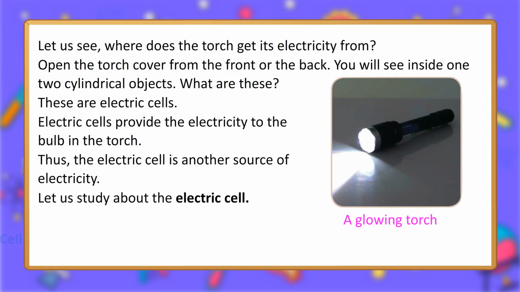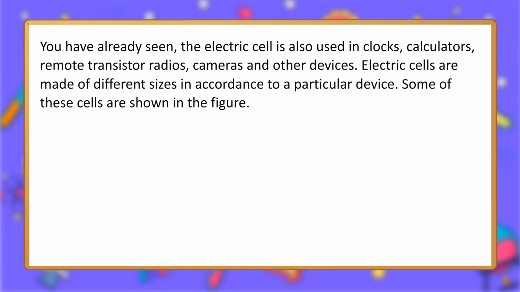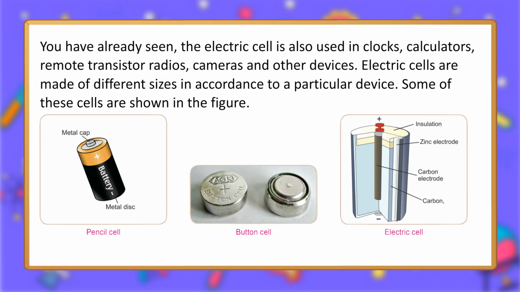A glowing torch. Electric cell. You have already seen, the electric cell is also used in clocks, calculators, remote transistor radios, cameras and other devices. Electric cells are made of different sizes in accordance to a particular device. Some of these cells are shown in the figure. Pencil cell. Metal cap. Metal disc. Button cell. Electric cell. Insulation. Zinc electrode. Carbon electrode. Carbon.